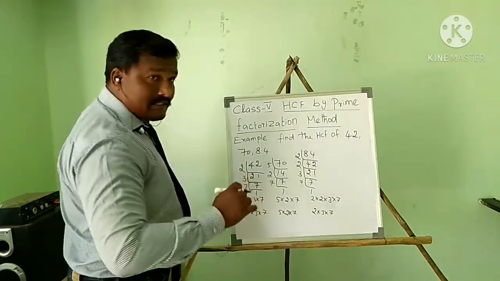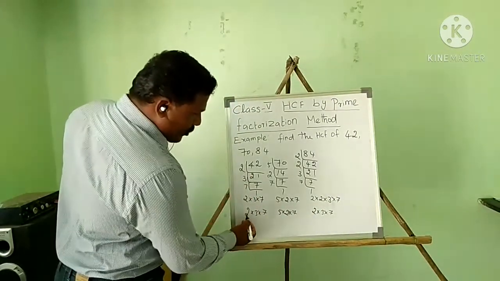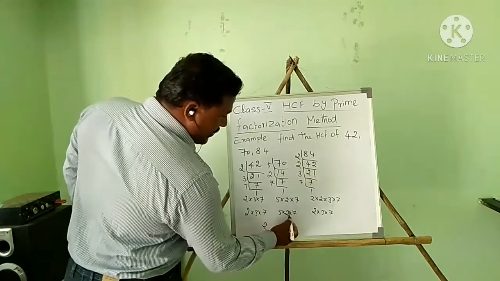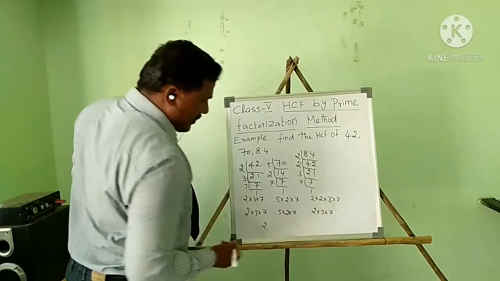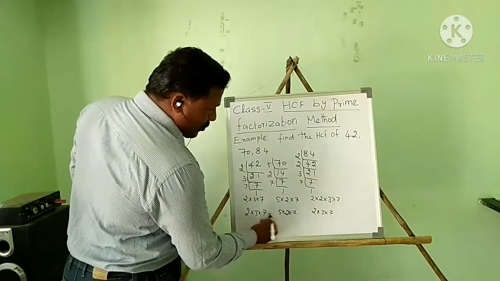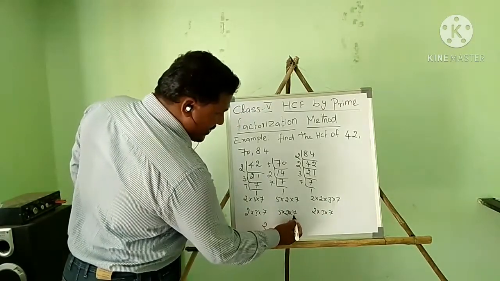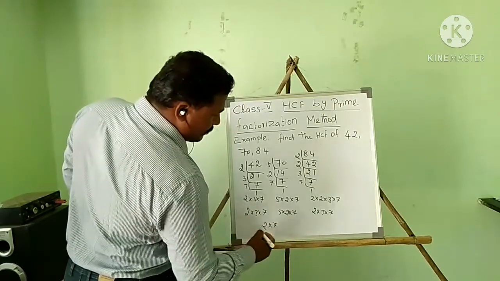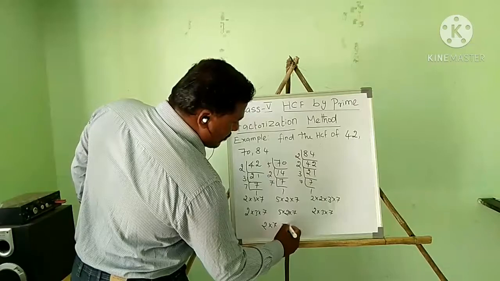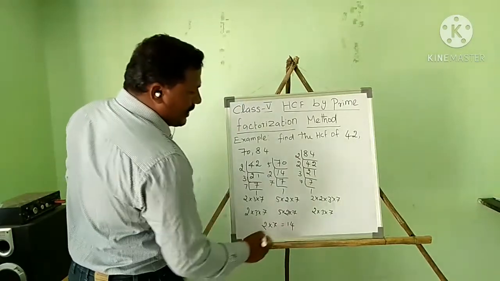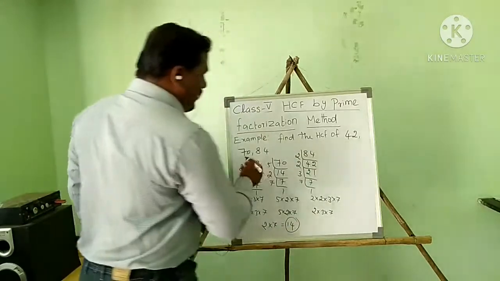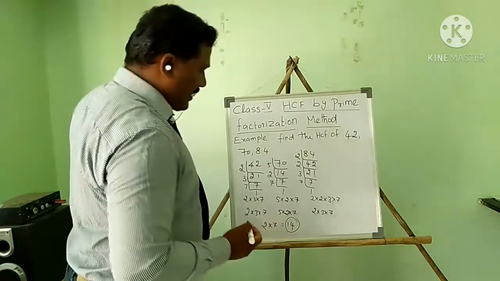Again I will take the common ones. Here 2, here 2, here 2, so 2. Here 3, but here there is no 3, so we cannot take it. Here 7, here 7, here 7, so 7. 2 sevens are 14. So 14 is the highest common factor of 42, 70 and 84.